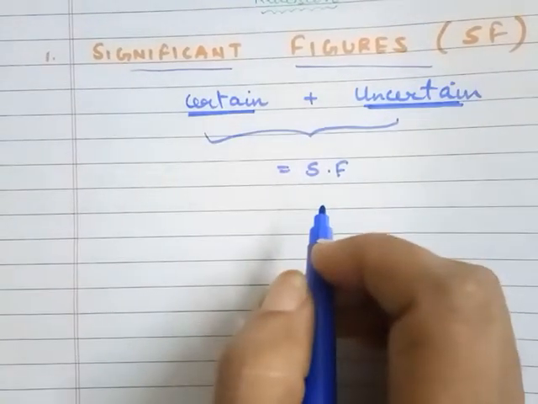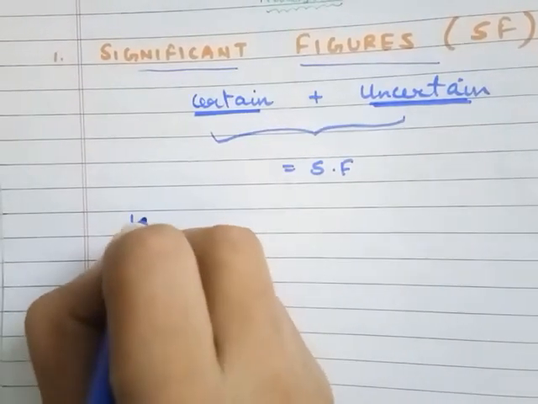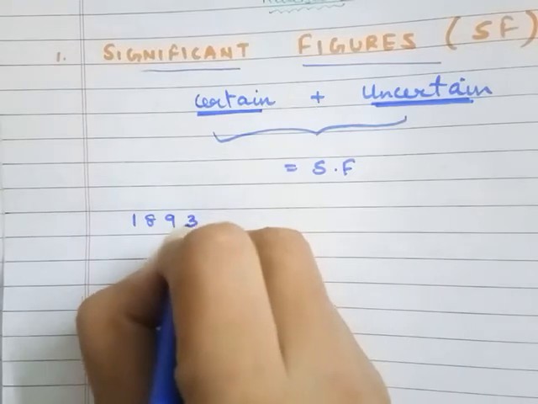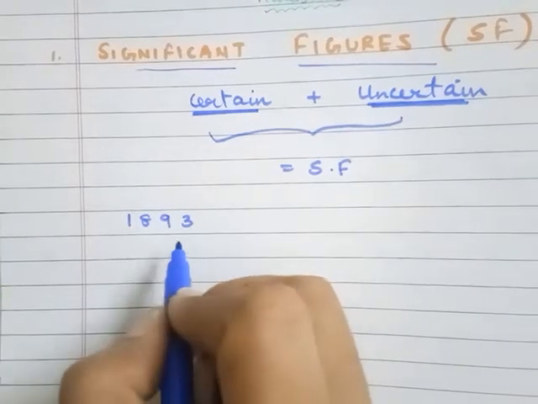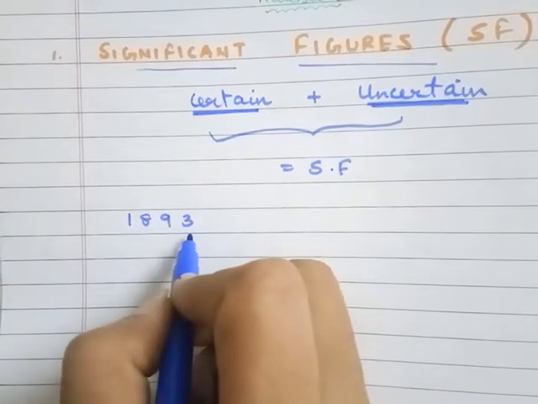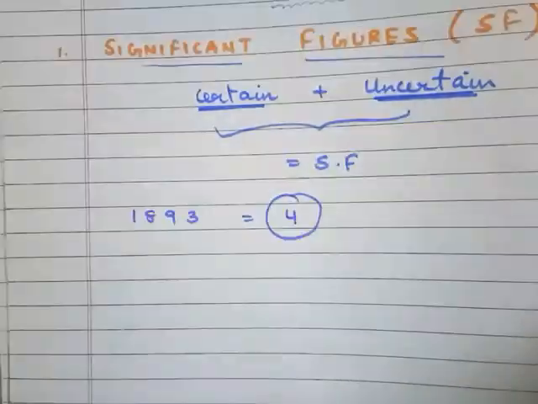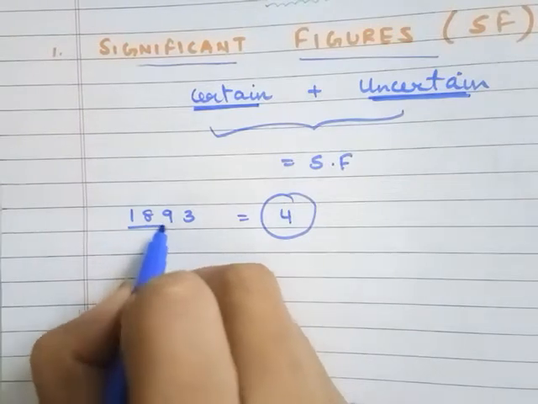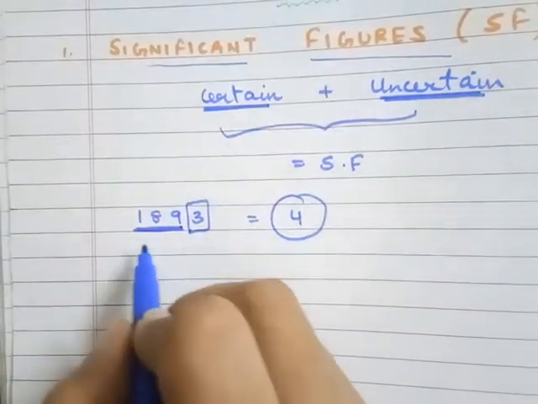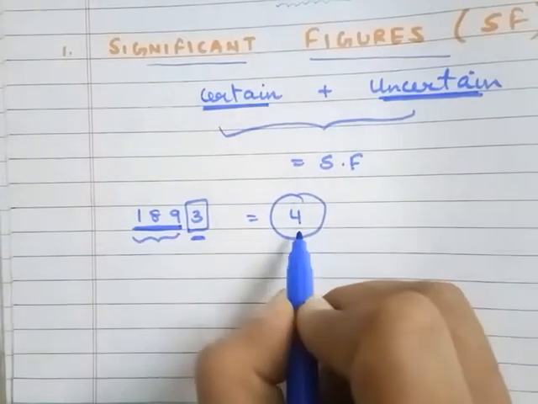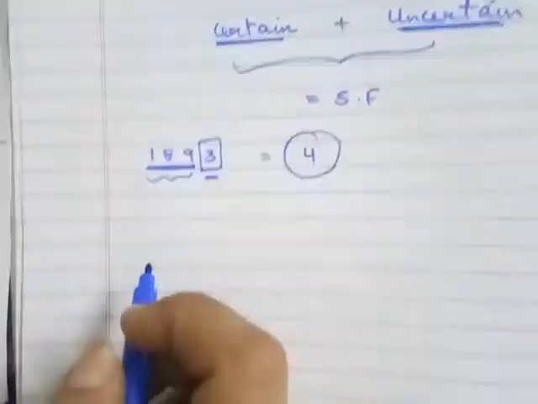The first rule is that all the non-zero digits are significant. So for example, if I have a number 1893, all are non-zero numbers. So if I have a measurement in which I get 1893 as my result, then all are non-zero digits. So total significant figures are 4. Till 189, in the hundreds place I am sure, but in this particular place I am not sure about it. So the sum of certain and uncertain is called significant figures. So in this number 1893, I'll have 4 significant figures.